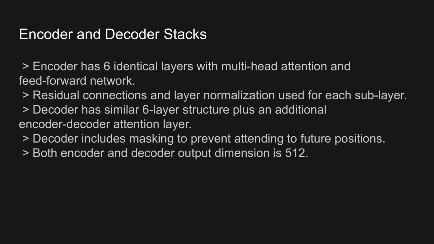Let's take a closer look at the encoder and decoder stacks. Both of these are made up of multiple identical layers, each serving a specific function. Let's start with the encoder. Sure. So, what exactly does each of those 6 identical layers do? Each encoder layer has 2 main sublayers, a multi-head self-attention mechanism and a feed-forward network.